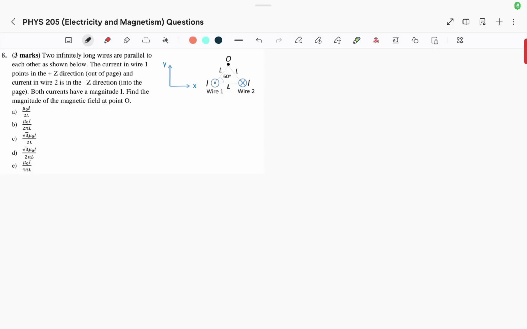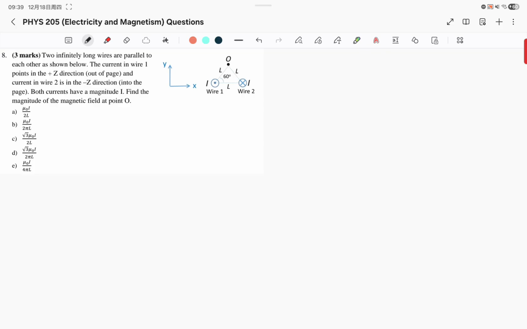Okay, for this question, we have two infinitely long wires parallel to each other as shown below. The current in wire 1, the left one, is pointing in the positive z direction, out of the page, and the current in wire 2 is in the negative direction, into the page. Both currents have the same magnitude. We are going to find the magnetic field caused by both wires at point O.